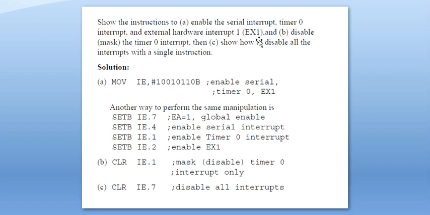Then in the second case, they ask you to disable the timer 0 interrupt. So how do we do it? Clear IE.1. Once you clear IE.1, which is the timer 0 interrupt, it is disabled. Then show how to disable all the interrupts. If you want to disable all the interrupts, just make this bit low, then it is going to disable all the other interrupts. So this is how this is going to be executed.